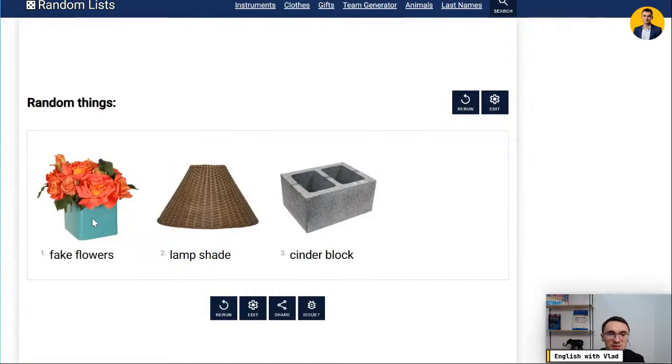Repeat after me. Fake flowers. Fake flowers. Basically artificial flowers. Yeah? Lamp shade, that is put over the lamp to make it dimmer, so as not to have bright light directly in your eyes. So you use a lamp shade. This part of the lamp is called a lamp shade. Now, cinder block, that's an interesting word. I actually had to use this word in my recent lesson, and it's good that we have it here to review. Cinder block, cinder block.